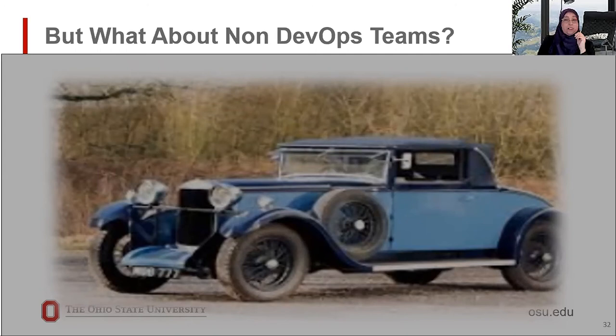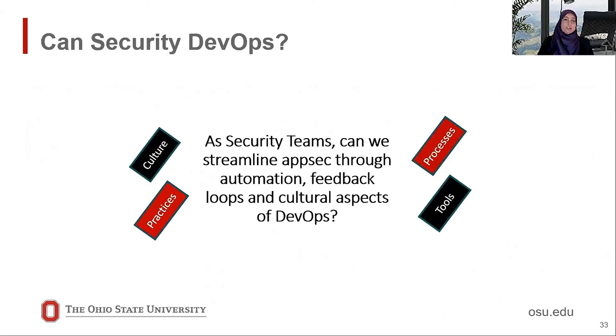So the idea here is security needs DevOps. When we're saying that, we're really saying that we need to streamline application security through automation, feedback loops, and different cultural aspects of DevOps. When we talk about this word Dev and Ops, it's about how we can bring both development and operations together. And then we added the "Sec" of security. So it's a cultural component.